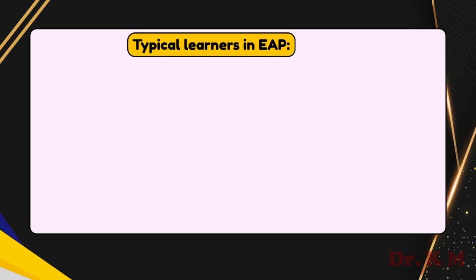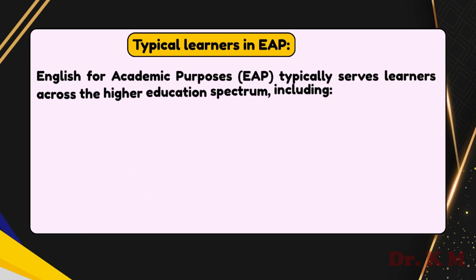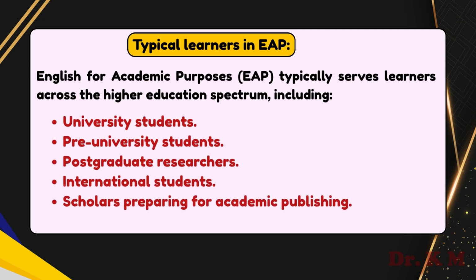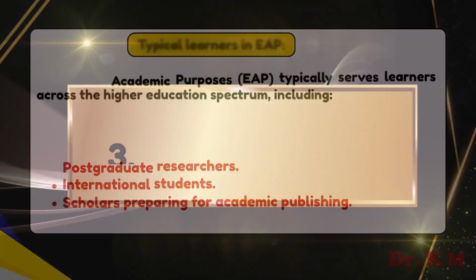Typical learners in English for Academic Purposes. English for Academic Purposes, EAP, typically serves learners across the higher education spectrum, including university students, pre-university students, postgraduate researchers, international students, and scholars preparing for academic publishing.